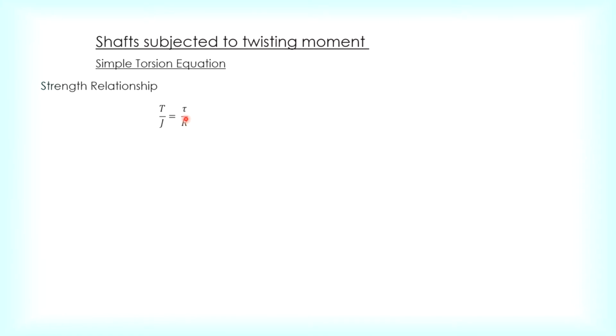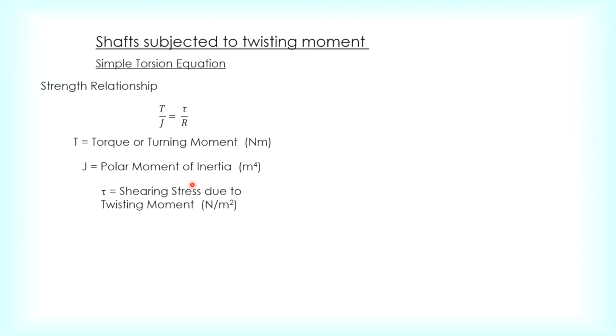The cross section of the shaft usually is circular. T is the torque or turning moment, which is in Newton meter or Newton millimeter. Most of the time we will be using SI units. J is the polar moment of inertia, which is in meter to the power 4, or sometimes expressed in millimeter to the power 4. Tau is the shearing stress due to twisting moment, which is in Newton per meter square.